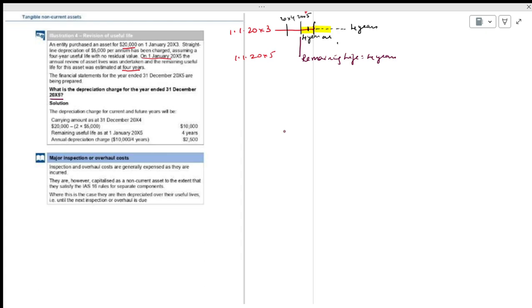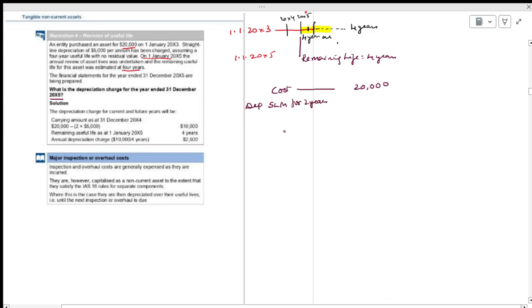Now you see the thing. You have the cost. How much is the cost? Cost is 20,000. Now, depreciation, straight line method for 2 years. Straight line method means the amount will be the same. How much is there? 5,000 times 2. It comes to 10,000.